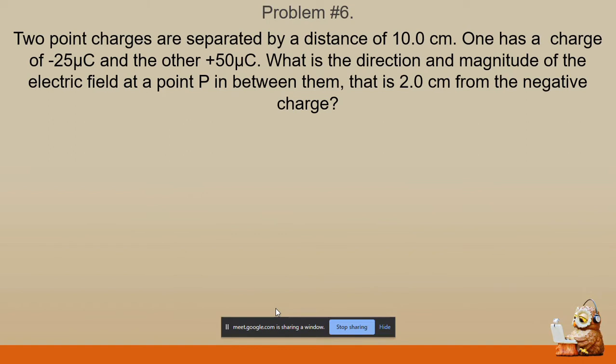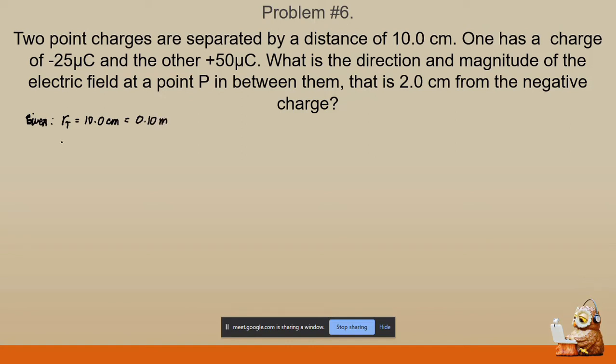So let's start with citing our given values. Let's have the total distance between the two given charges. Let me denote that one as r sub t, and that is 10 centimeters or 10.0 centimeters. So we have to express this one in meters. So 10.0 centimeters is equal to 0.1, or you can have 0.10 meter.